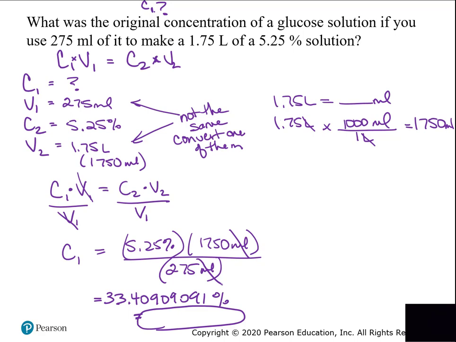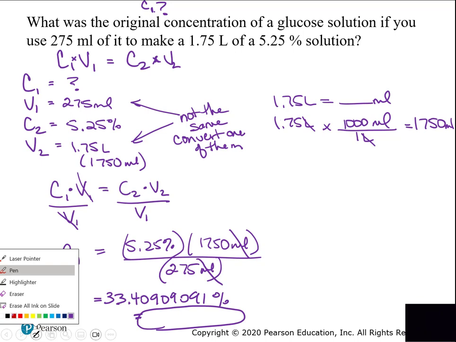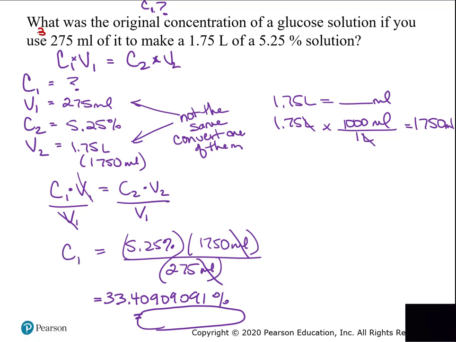So then the last question, significant figures. I've got 3 significant figures for 275, 3 significant figures for 1.75, and 3 significant figures for 5.25, so 3. That means I'm going to keep the 3 and the 4. The next digit is a 0, so it just drops off. So this would be 33.4%.